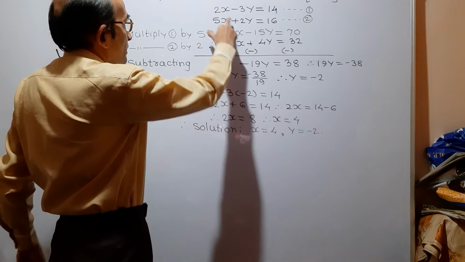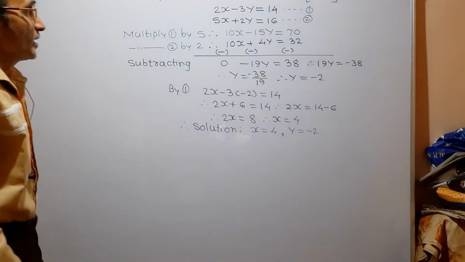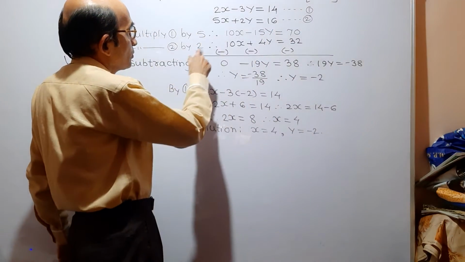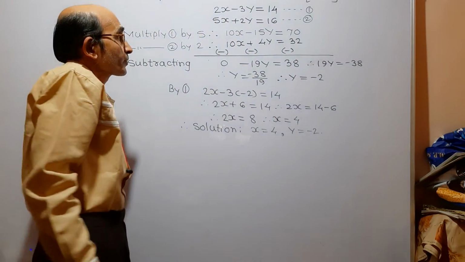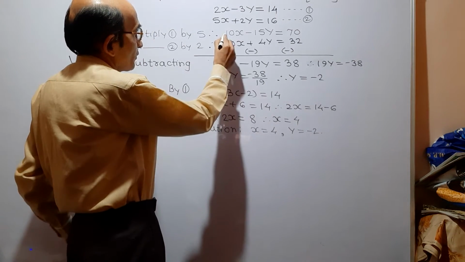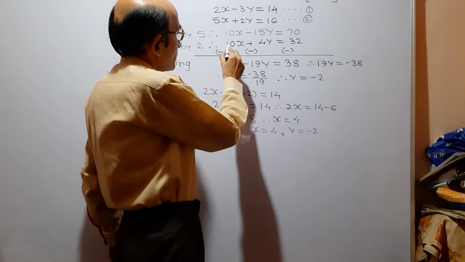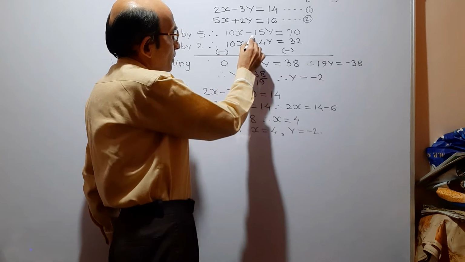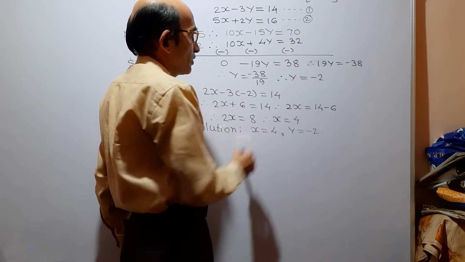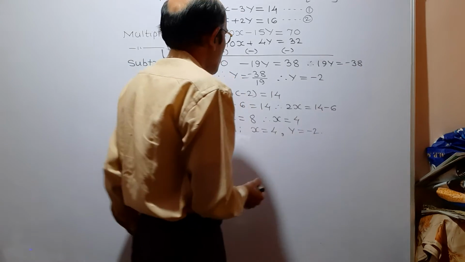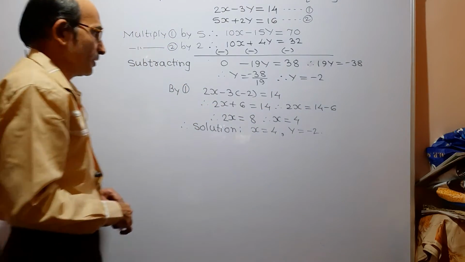So we get 10x minus 15y equal to 70, and the second equation, when we multiply by 2, 10x plus 4y equal to 32. Then here the coefficients of x are equal, so we subtract the second equation from the first, and we get 10x minus 10x is 0, minus 15 minus 4 is minus 19y, and 70 minus 32 is 38. So 19y is minus 38, y is minus 38 by 19, y equal to minus 2.